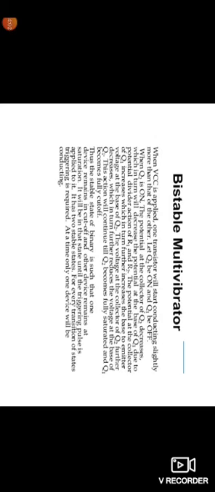In the bistable multivibrator, when VCC is applied, one transistor will start conducting slightly more than the other. Let us consider that whenever VCC is applied, one transistor starts conducting slightly more than the other.